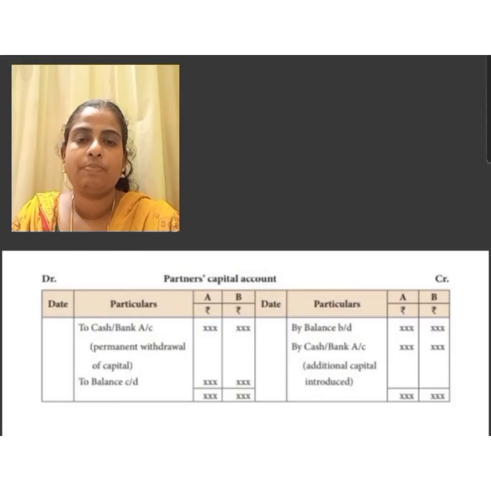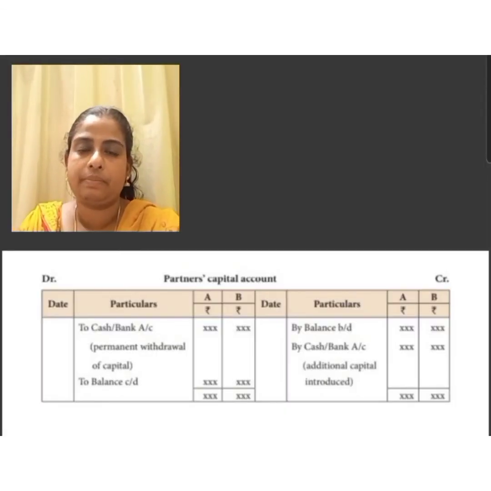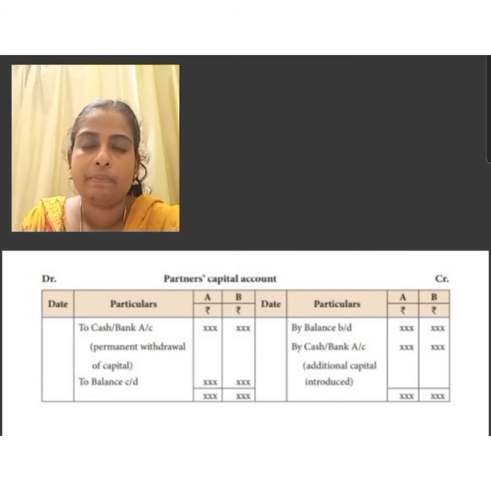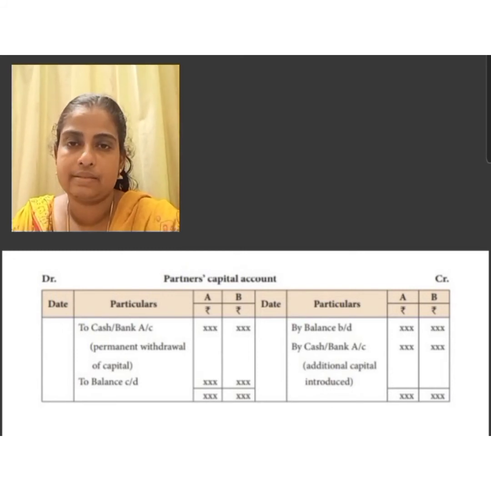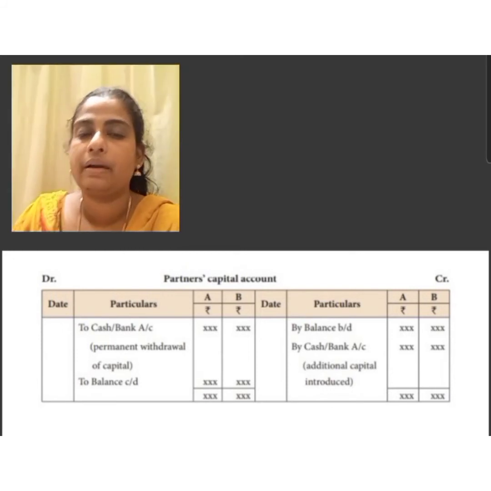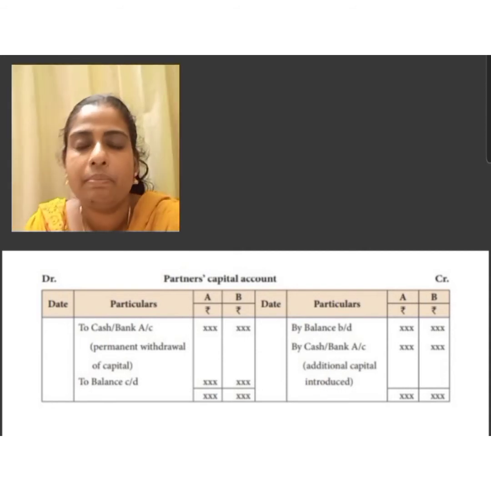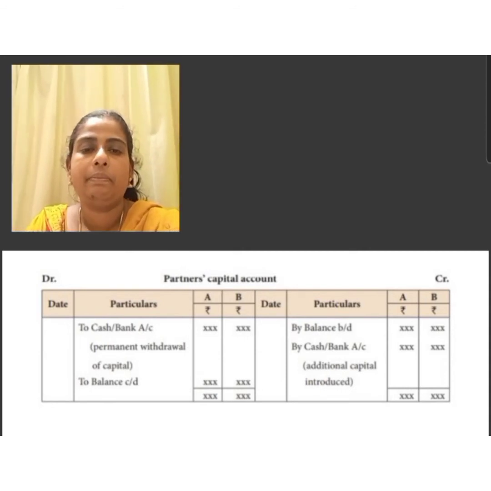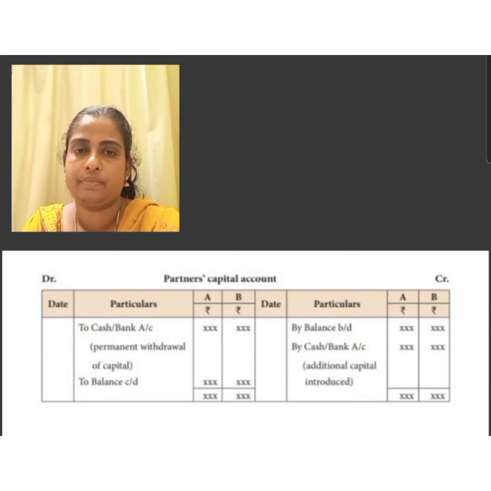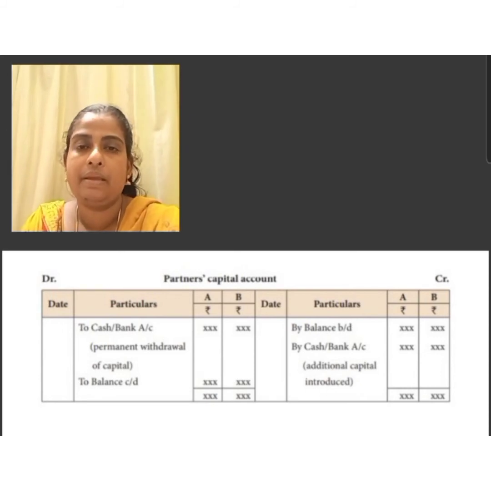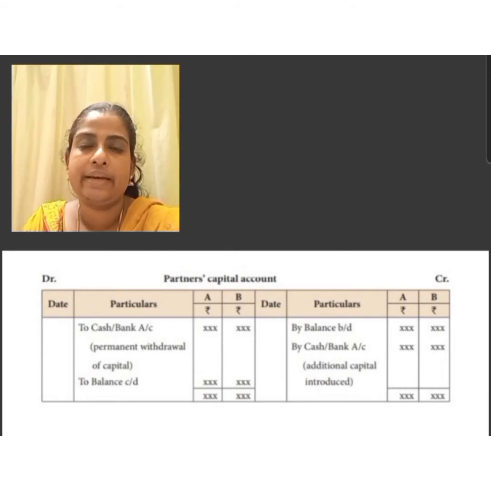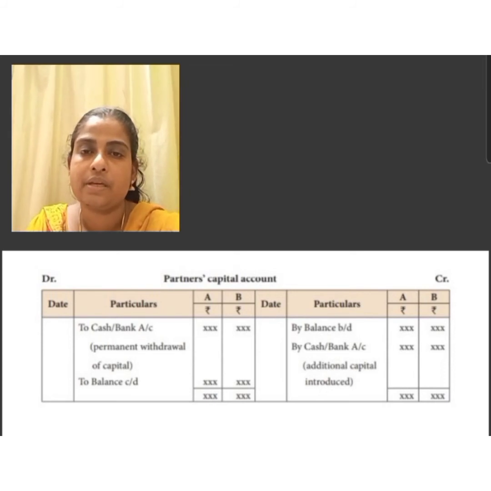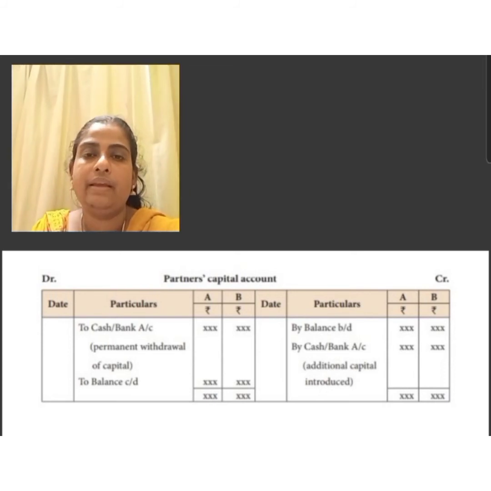This is the format of the partner's capital account under the fixed capital method. While preparing the partner's capital account, first we transfer the opening balance, that is the amount invested by the partner. Transfer that opening balance on the credit side as by balance brought down. Sometimes that partner may raise additional capital. Transfer that additional capital introduced on the credit side as by cash account or by bank account.